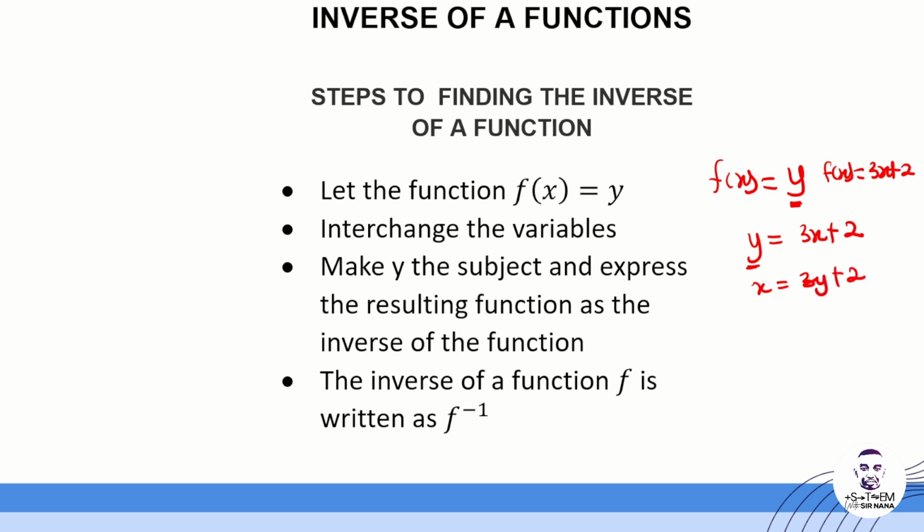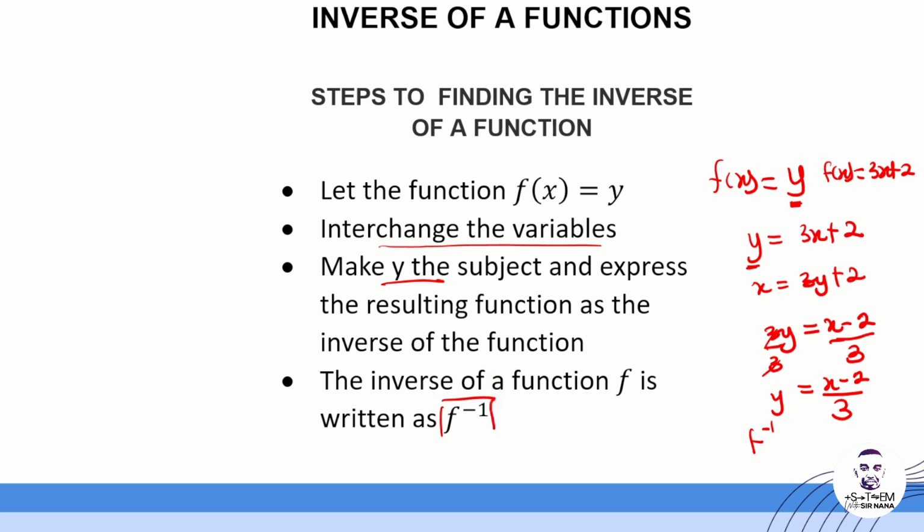And then once we have interchanged the variables, we make y the subject. So it means that we are going to have 3y equals x minus 2. Then we divide both sides by 3, so that we have y equals x minus 2 all over 3. Now we express the inverse of the function as f inverse. This is the symbol used to express the inverse of a function, x minus 2 all over 3.